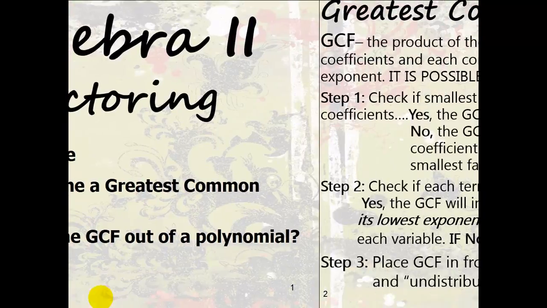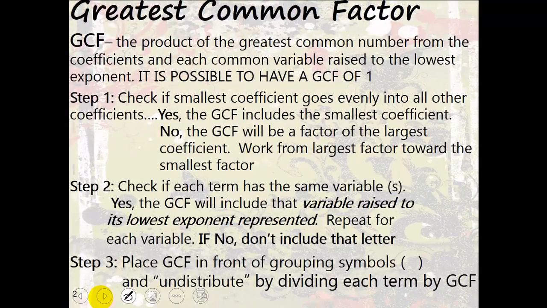The greatest common factor, the GCF, is the product of the greatest common number or coefficient from the coefficients and each common variable raised to the lowest appearing exponent. It is possible to have a GCF of 1, which means that there is nothing common between all of the terms. So when that happens, it's not that you don't have a GCF, it's that the GCF is 1. So here's how I start.